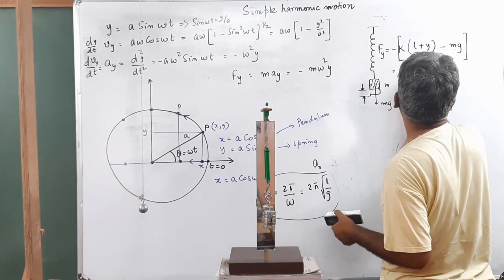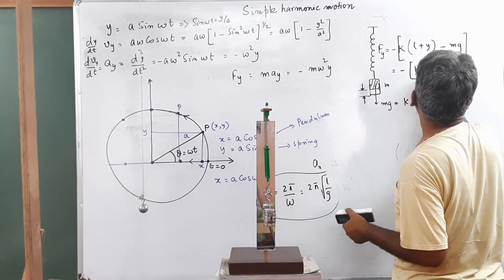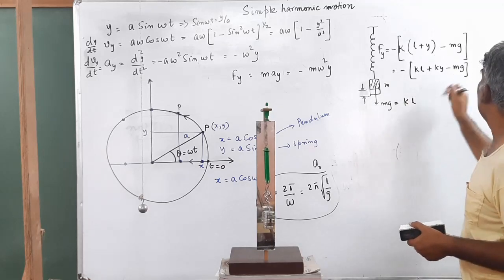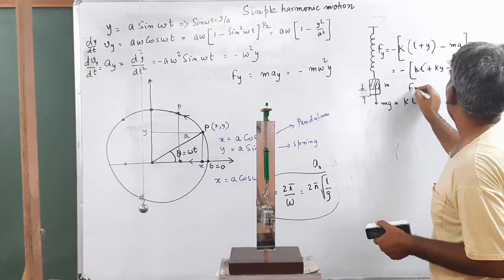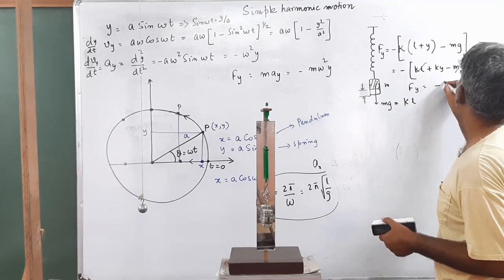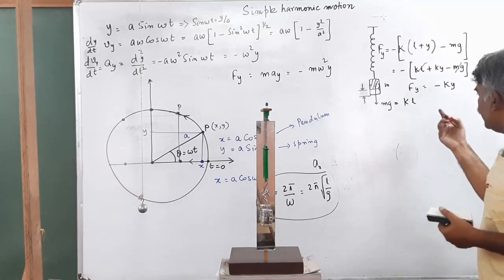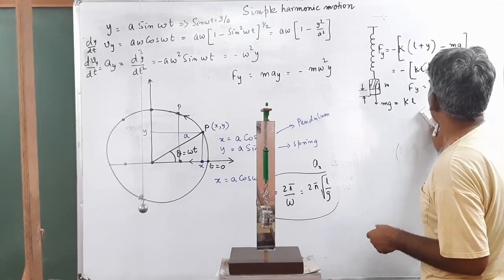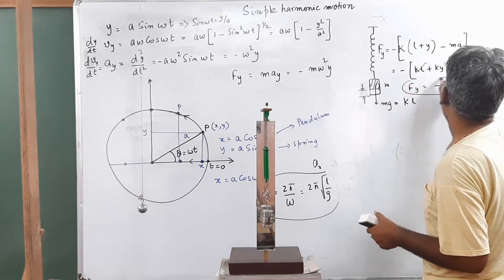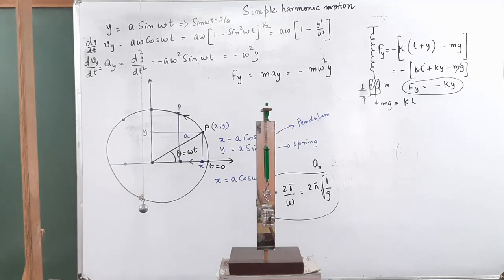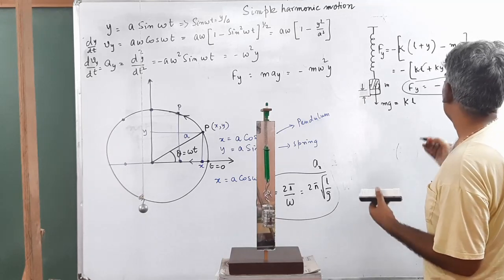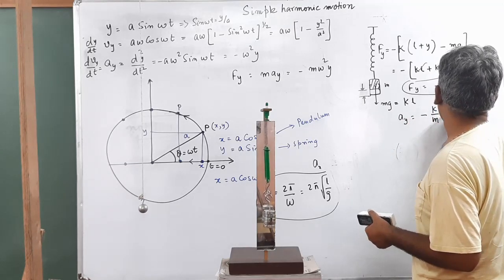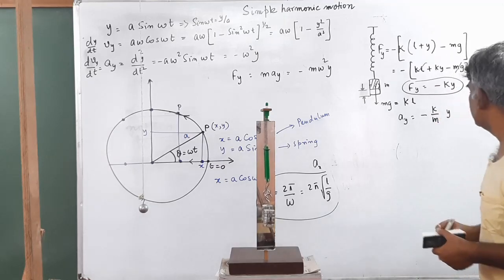So -k(L + y) ... that is -kL - ky + mg. Now this mg is equal to kL, so these two get cancelled. So F_y is equal to -ky. Okay. Again, what's the acceleration a_y? Let me say the condition. This is the condition for SHM. What is the condition? Force is proportional to the displacement y, right? And acceleration a_y is -k/m times y.